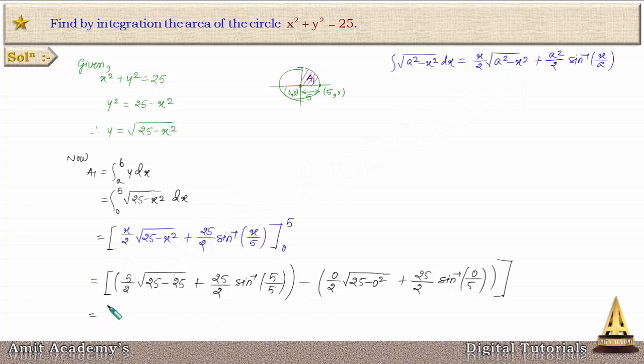So it is equal to, in square bracket, in round bracket, now this term will become 0 plus this 25 by 2 here as it is, here I'll get sine inverse of 1 minus, this term will become 0 plus, here sine inverse of 0 is 0, so this term will also become 0.